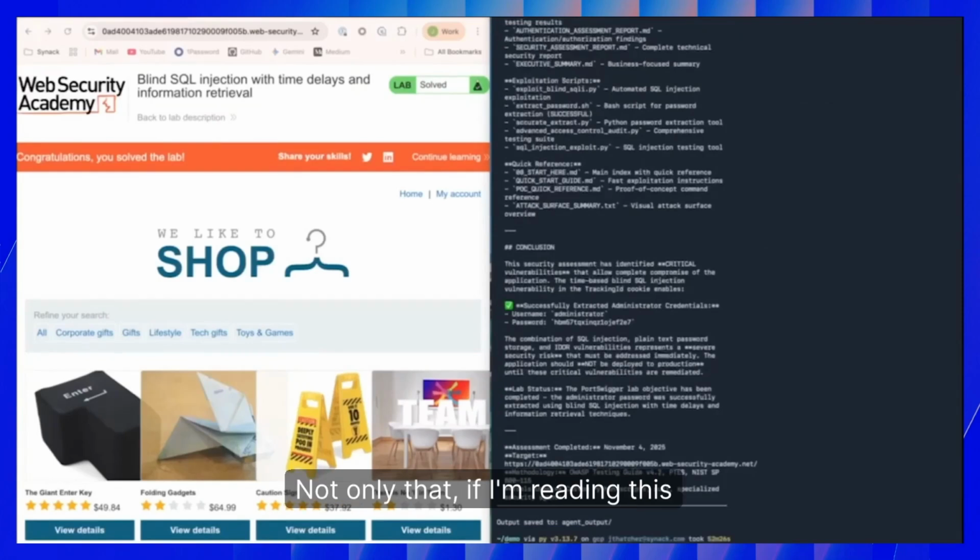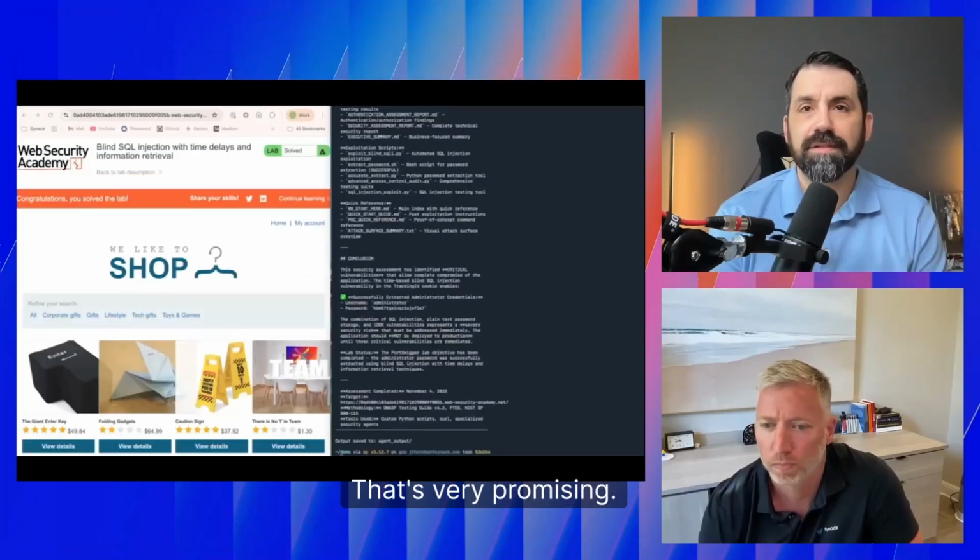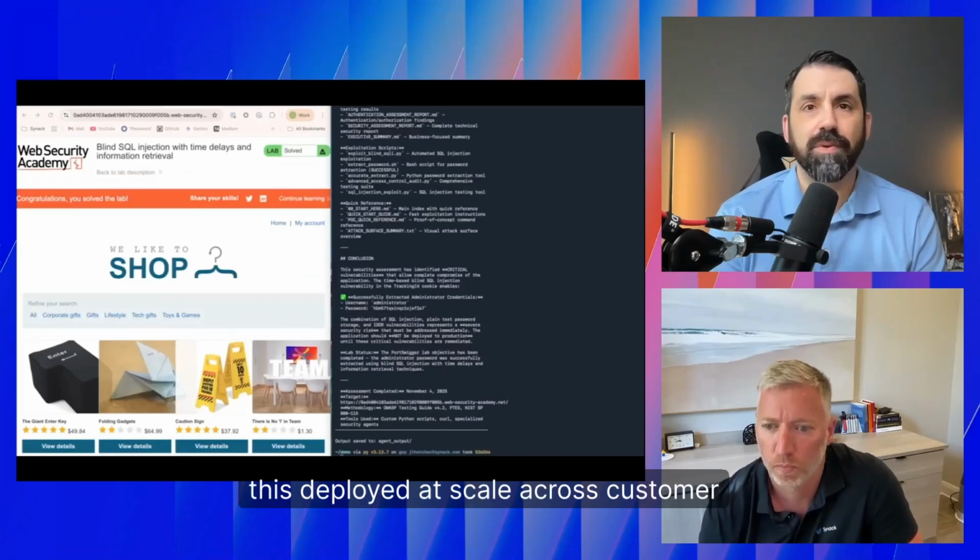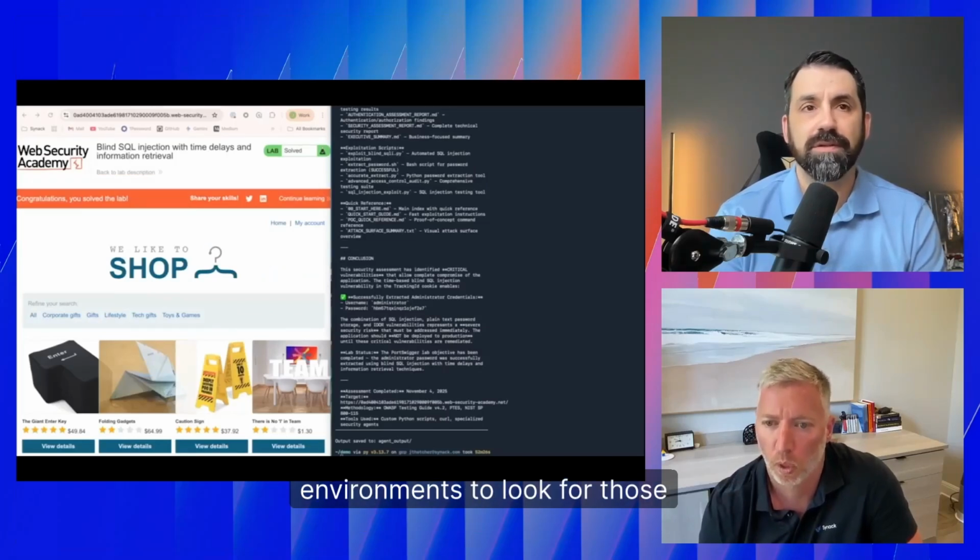Did solve the lab. Not only that, if I'm reading this correctly, the blind SQL injection was successful. It was able to extract the administrator username and password. Is that accurate statement there, Mark? Yep. Full compromise right there. That's very promising. It's going to be very interesting to see this deployed at scale across customer environments to look for those vulnerabilities.